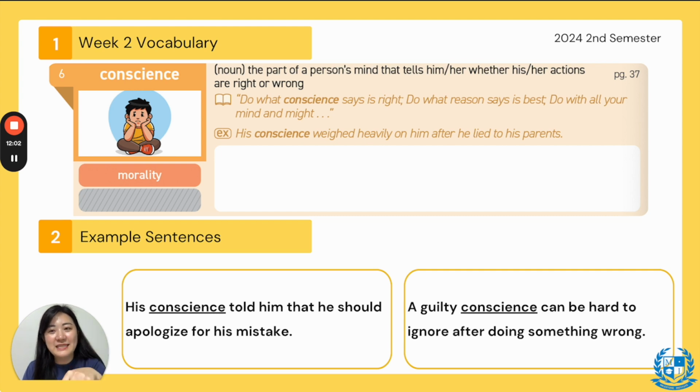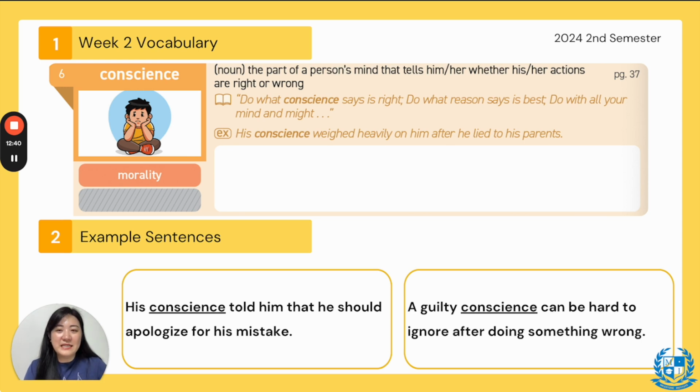Conscience. Yes, I know it looks like con-science, but not science that we learn. It is conscience. The synonym is morality, and the part of speech is a noun. The definition says, the part of a person's mind that tells him or her whether his or her actions are right or wrong. And if you're here in semester 1, we had our dilemma speech. It's kind of like that. It's that conscience, that inside of you saying, I don't think that's the right thing to do.